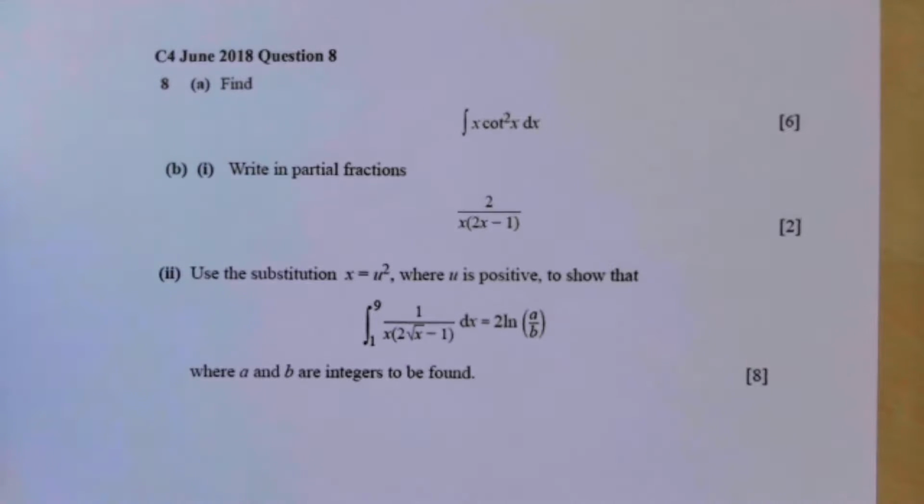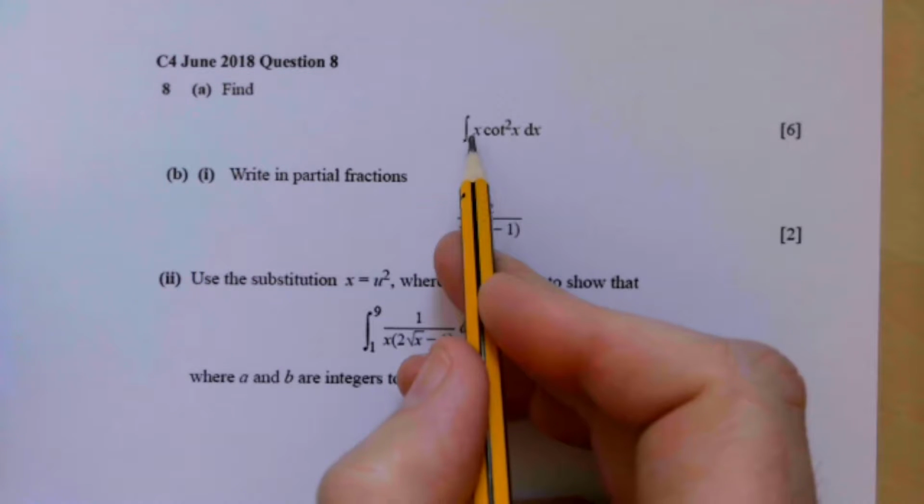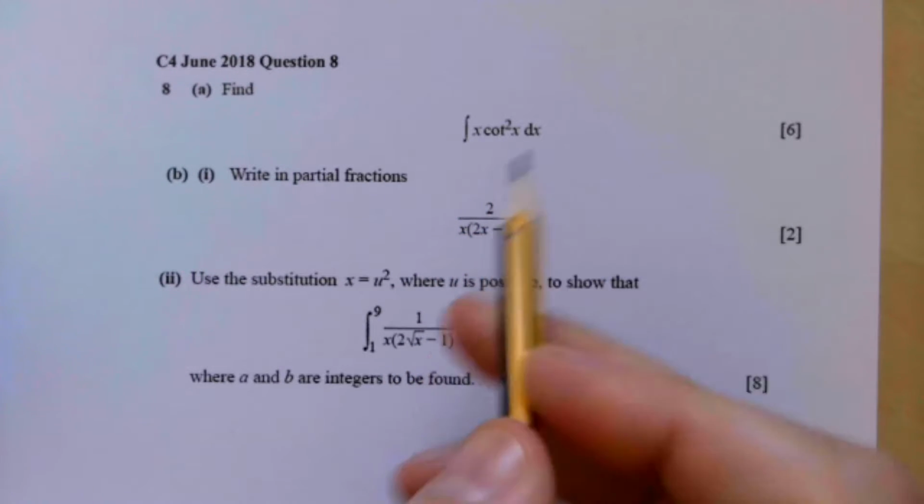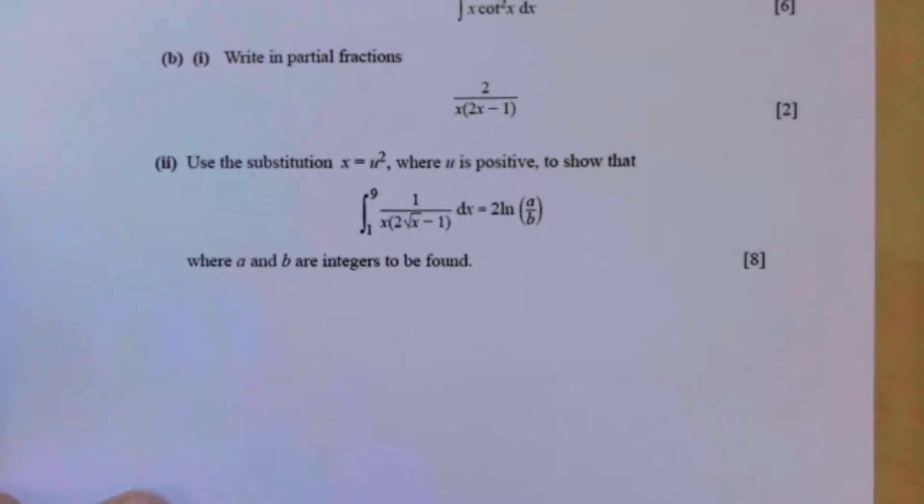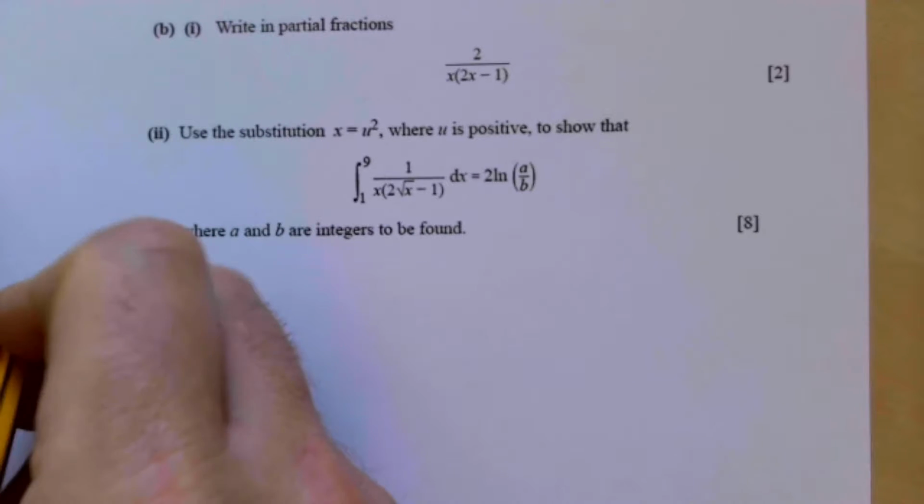Looking at some CCEA past paper questions here. This one's from June 2018. It's an integration question, mostly a bit of partial fractions, some other stuff in there as well. So find the integral of x cot squared x dx. It's a fairly tough one. So let's look at that at part A.